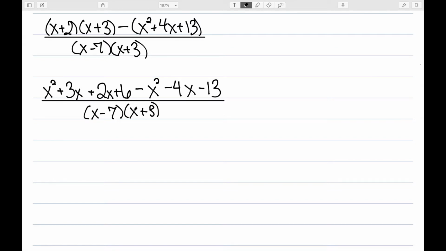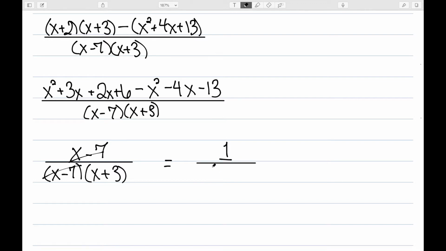Simplifying, x squared minus x squared is 0. 3x plus 2x is 5x, minus 4x is x. And then 6 minus 13 is negative 7. So we have x minus 7 over x minus 7, x plus 3. And these can cancel, which leaves me with 1 over x plus 3.